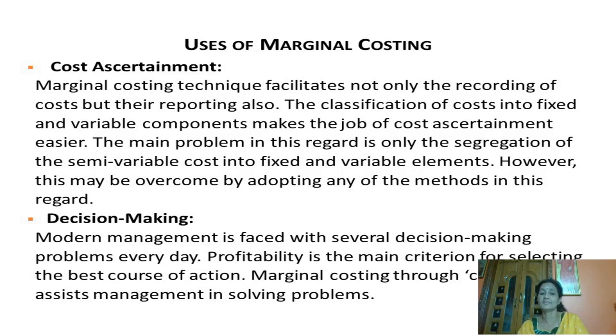Modern management is faced with several decision making problems every day. Profitability is the main criterion for selecting the best course of action. So marginal costing is the tool which assists the management in solving many problems. In an organization, decision making is not an easy job. So many criteria have to be taken into consideration. When we are checking all this, all can be set right only in marginal costing, as marginal costing covers all the elements of cost: fixed, variable, semi-variable. So when all these factors are taken into consideration, decision making becomes much easier.